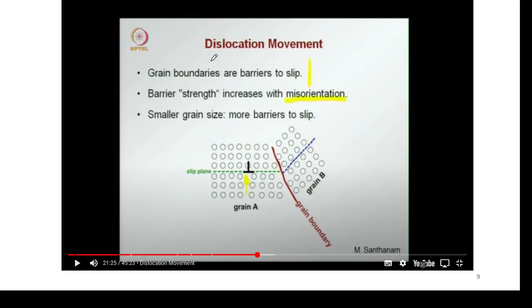Okay, so if I want to explain dislocation movement to you in detail: grain boundaries are barriers to slip. I think we discussed this in the second lecture of the live session series, where I mentioned why grain boundaries occur: when there is crystallization, grain growth happens. This may be the nucleation point of grain growth. It can start in all possible directions and will grow in all possible directions.